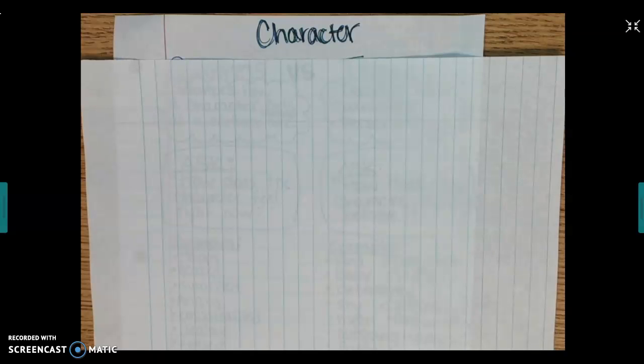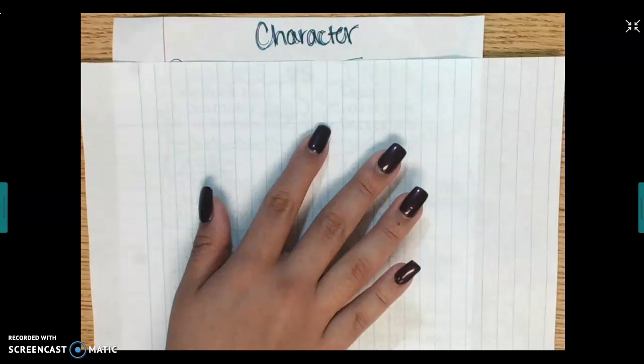Hello readers. Yesterday we talked about the plot of a story and how to retell or summarize what the plot was. Today we're going to talk about character traits and what those look like. So here I have my anchor chart already started.